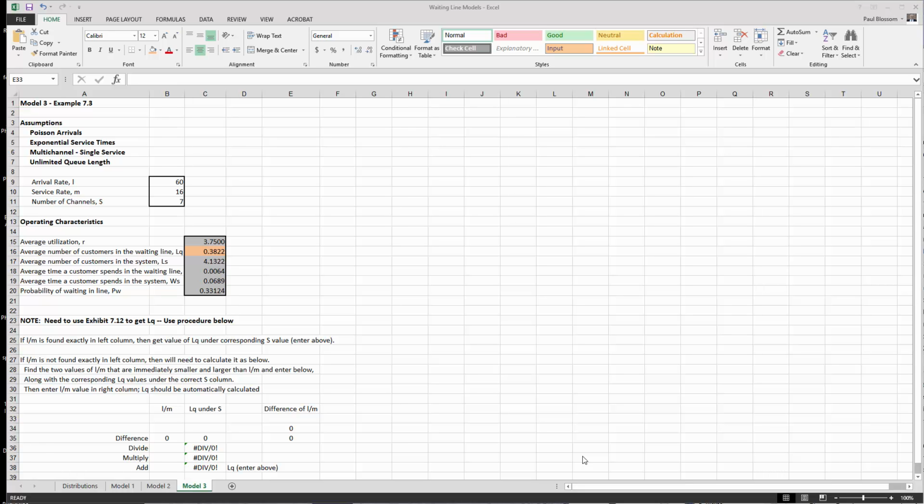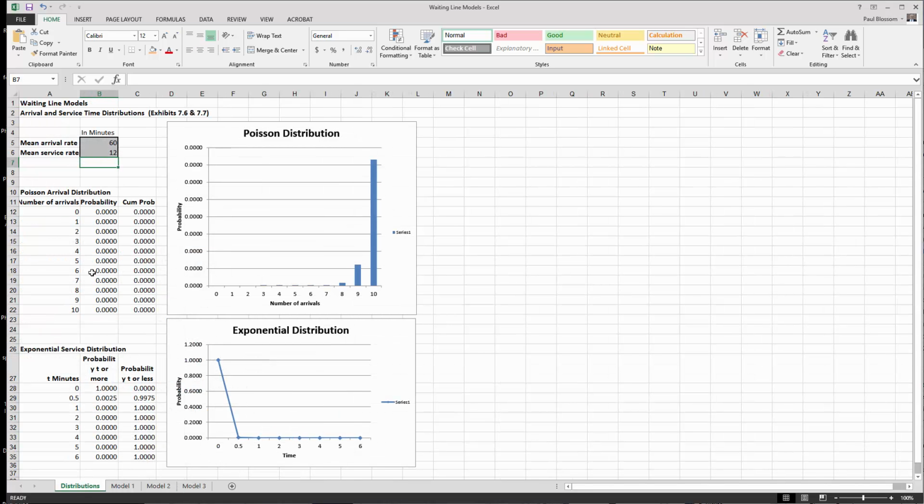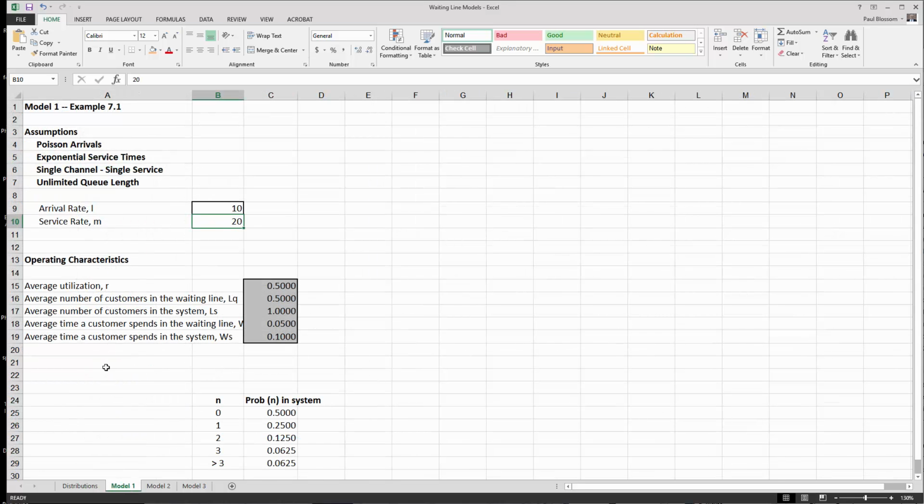In our spreadsheet, there's 4 tabs. First tab is distributions. You can put the lambda and mu in there. Lambda, of course, is the arrival rate. Mu is our service rate. And get the look of the distribution if you'd like to do that.